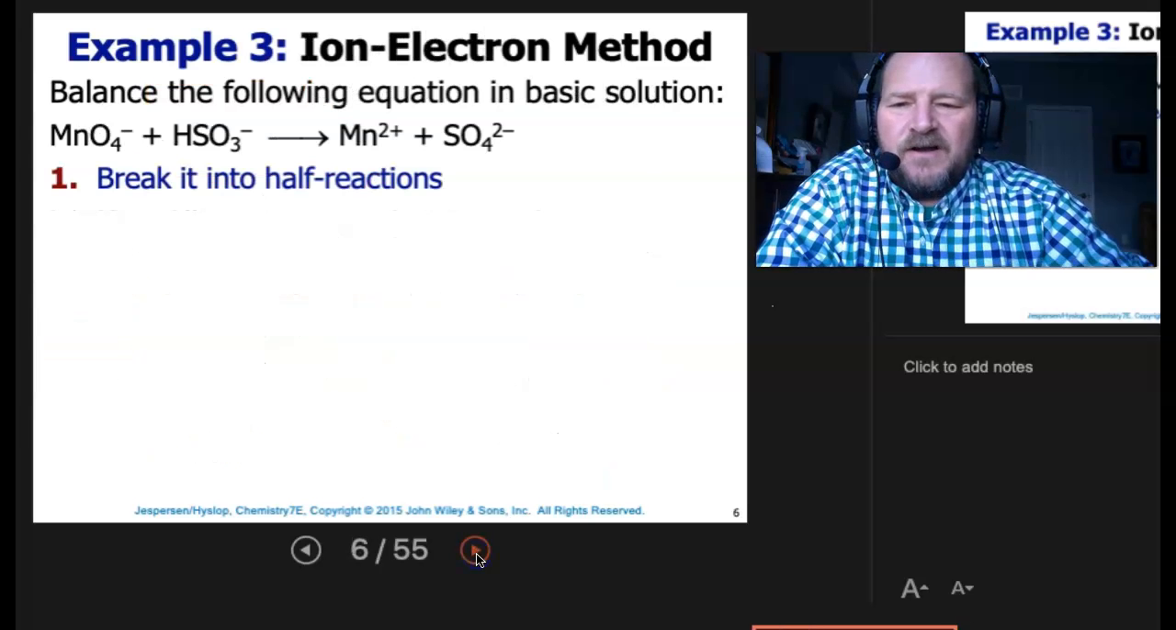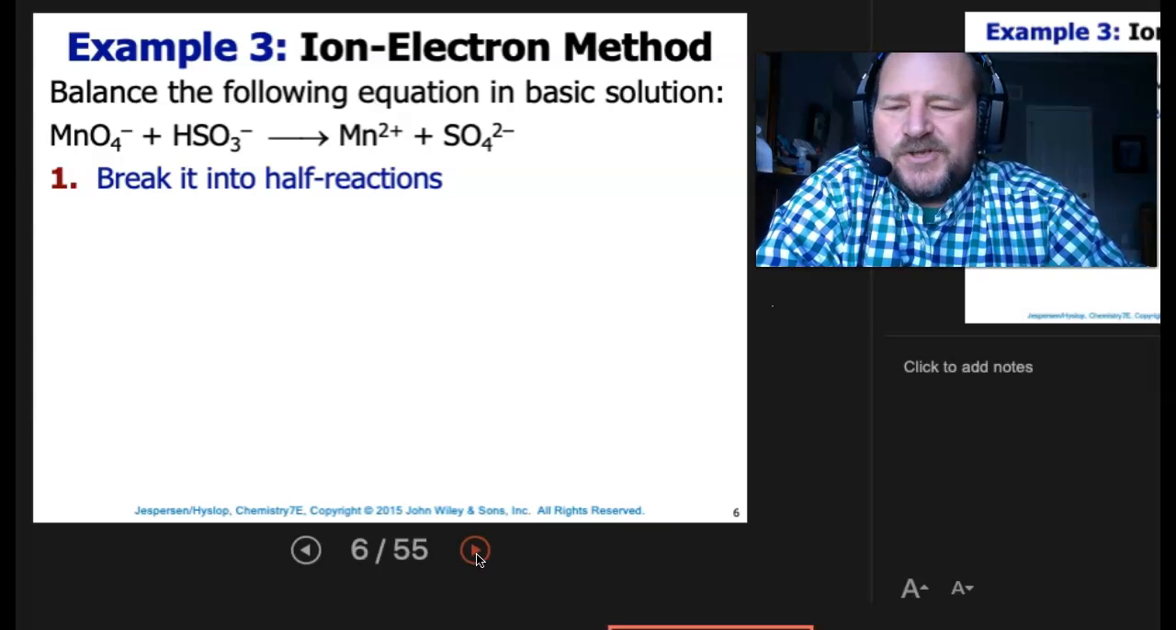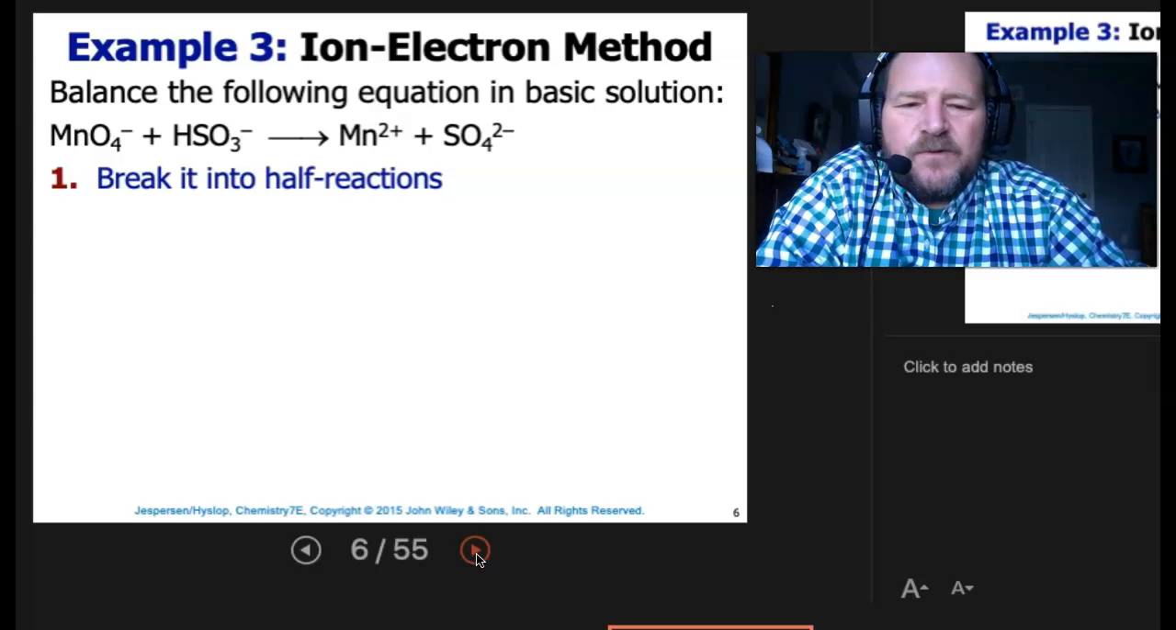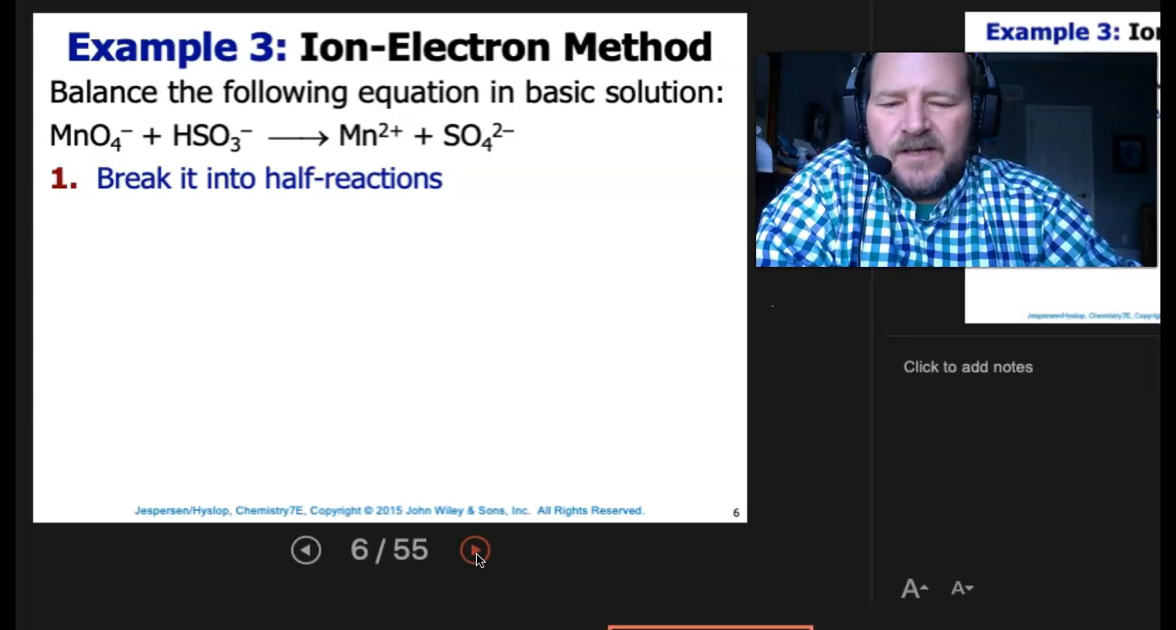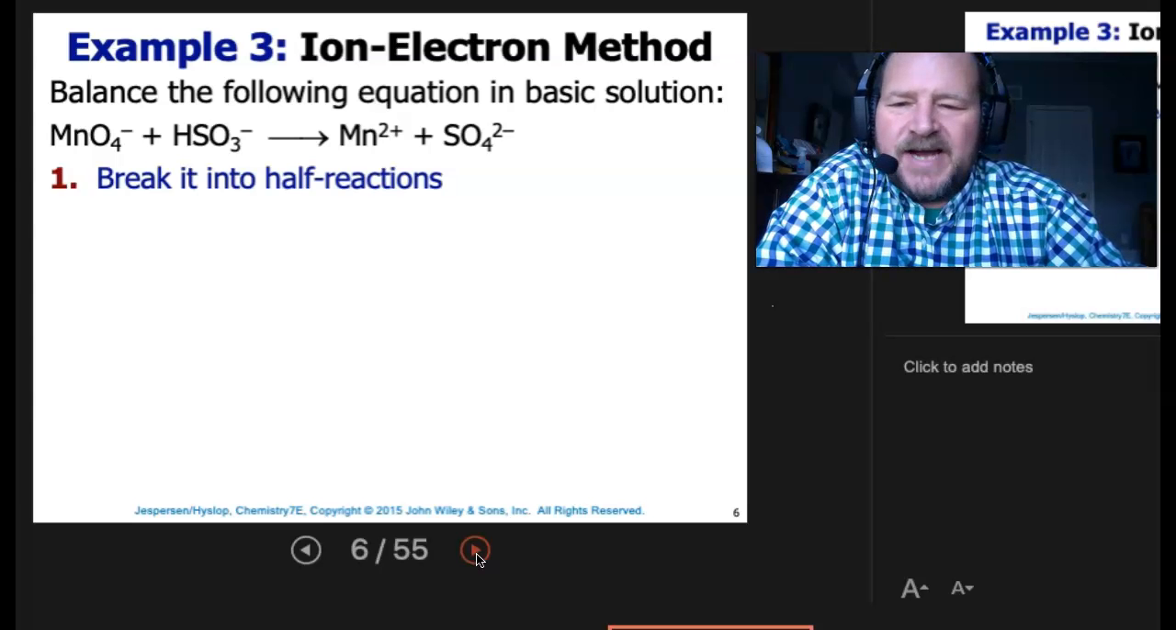All right, so moving right along then, we have ion-electron method, balance the following equation in basic solution. So we're going to take MnO4 minus plus HSO3 minus. It's going to go to Mn2 plus and SO4 2 minus. So a lot of these species will look kind of crazy and they can sometimes be overwhelming. So what you're going to do is just relax. Remember, you're going to break it into its 2 half reactions.